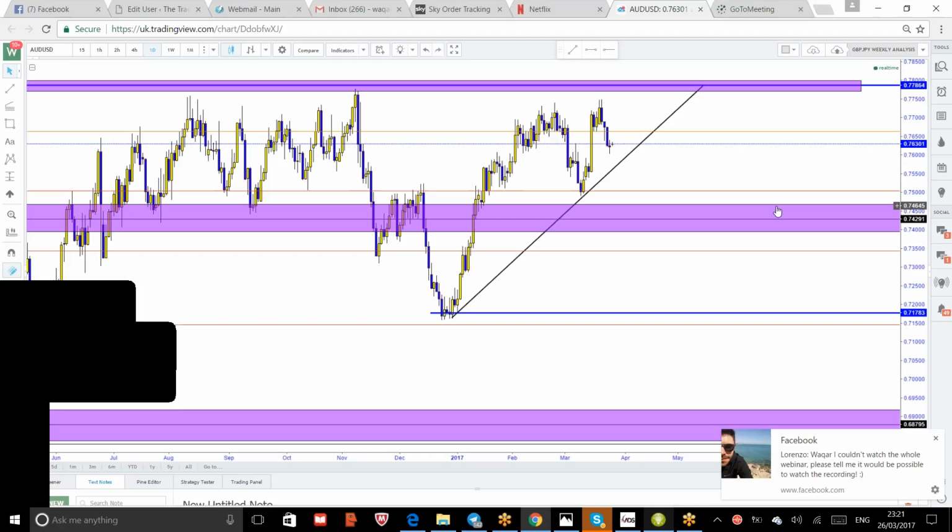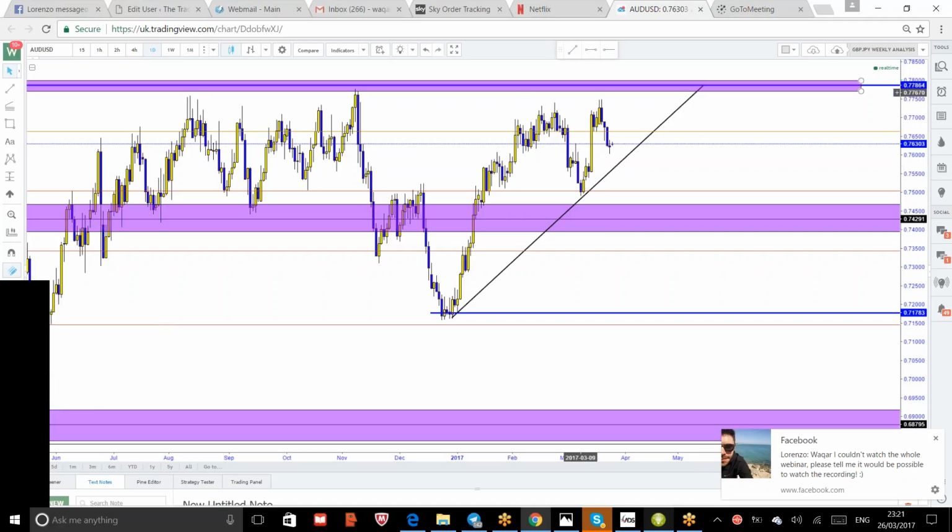Guys, there is an inverted head and shoulder on this formation. That's right, sir. This, Derek, absolutely right. This is your head, left shoulder, right shoulder, and that is the neckline, guys. Can you see this?